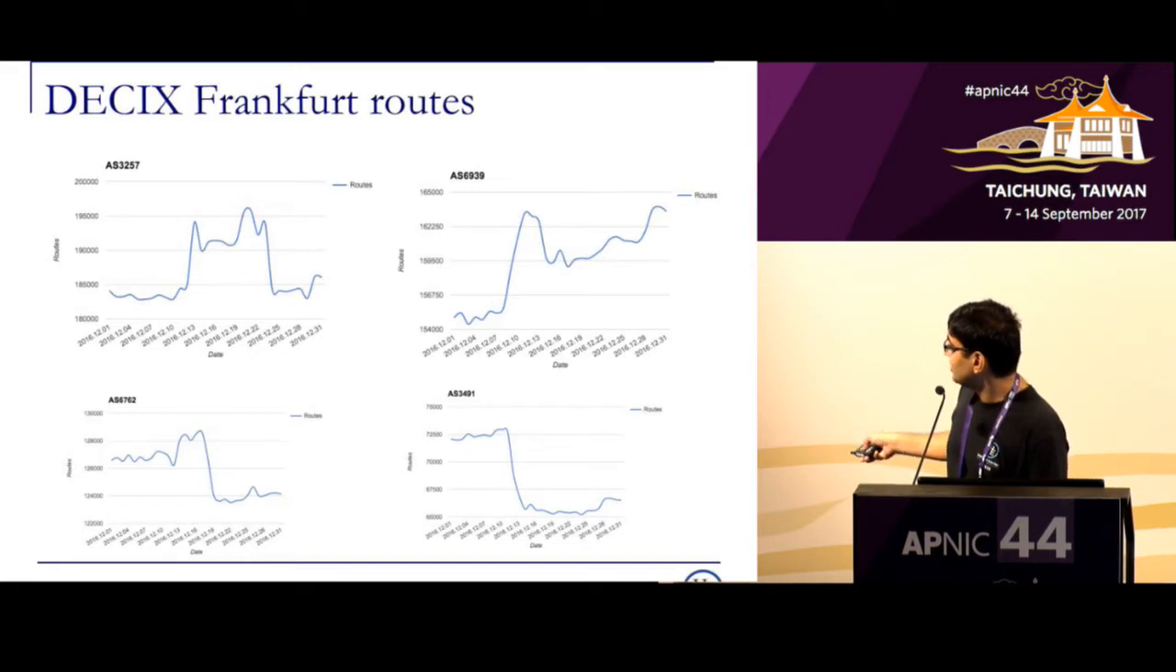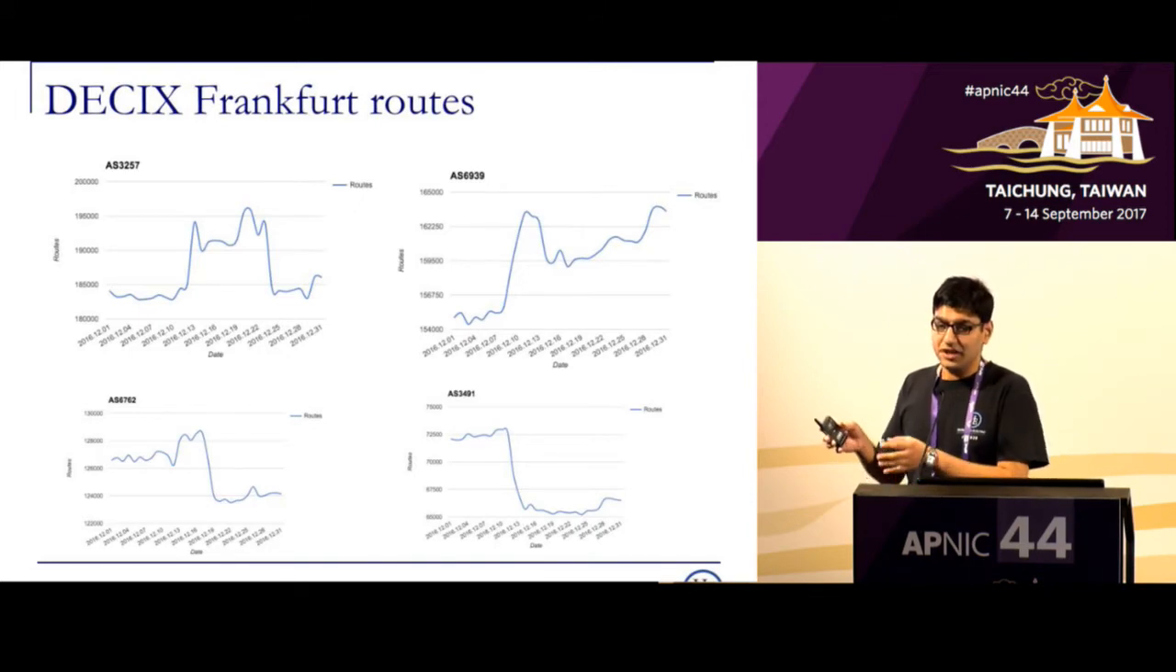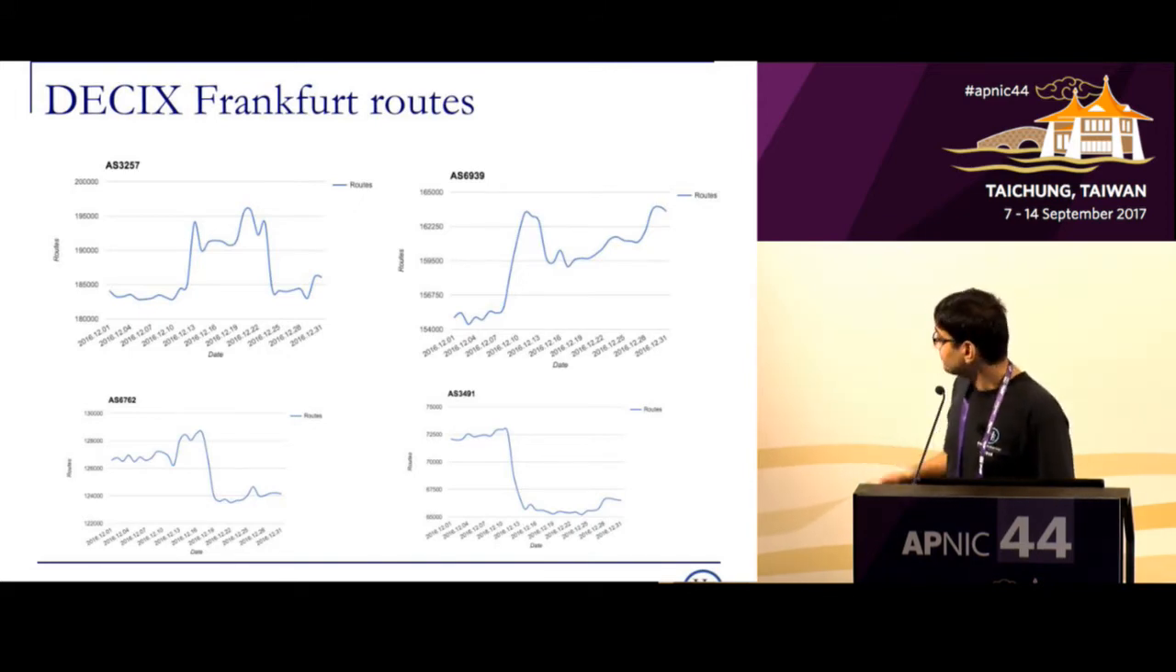And the same for AS3491, which is PCCW here, which was quite severely hit. We see a significant drop in routes, possibly because of disconnection of the Asian network from its European counterpart.